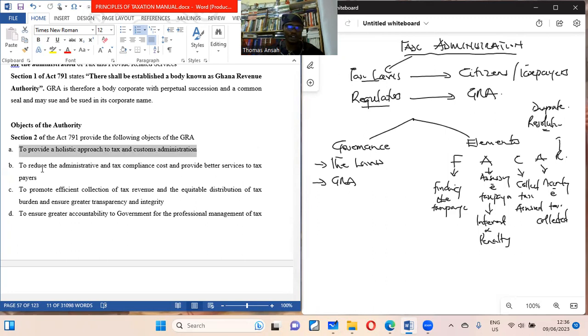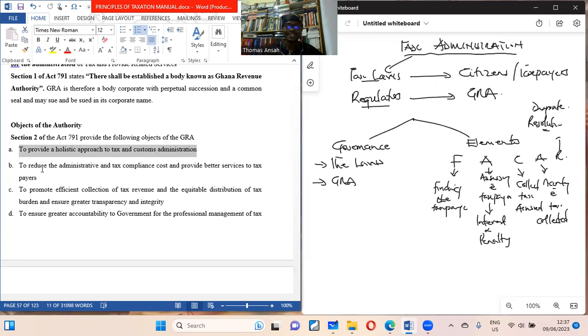All right, so that is that. Instead of having the IRS do some part for the same taxpayer, a taxpayer may go to VAT, a taxpayer may go to the IRS for domestic. I mean, why don't we have a body that does everything all together for the person? And that is why he brought up this holistic approach idea.